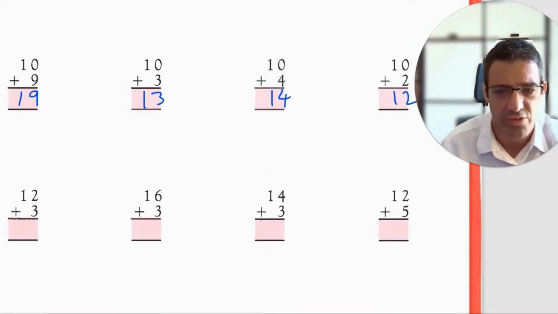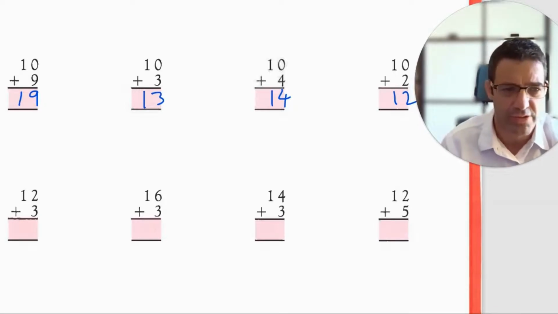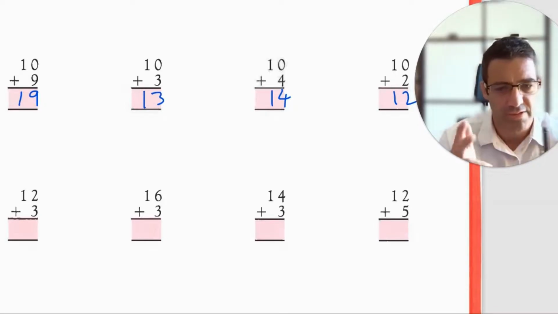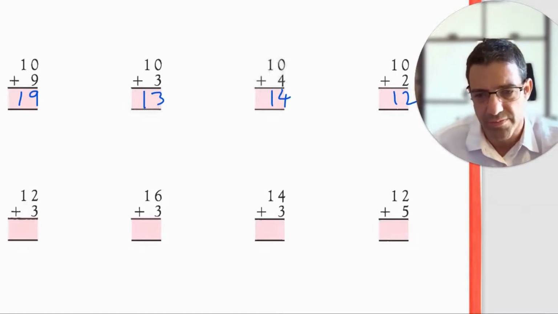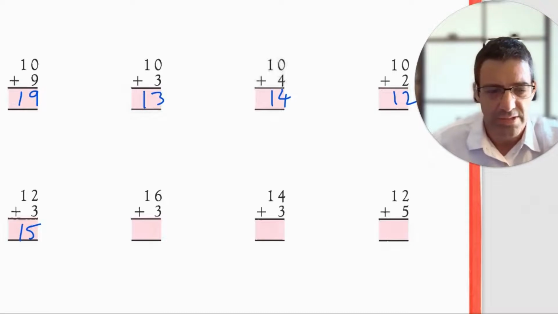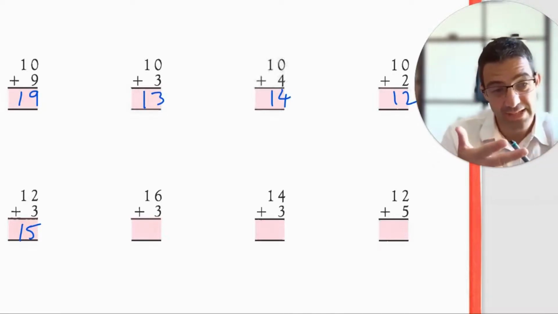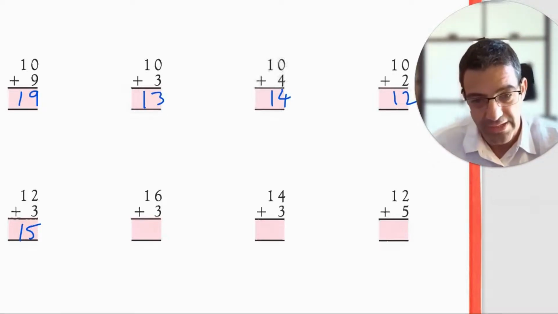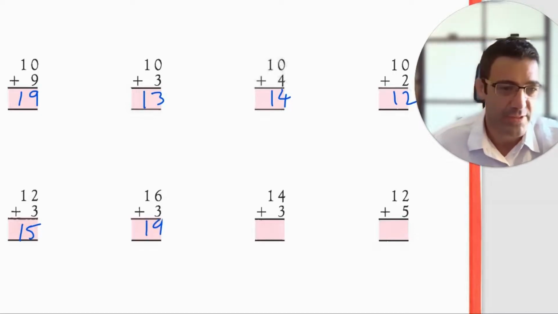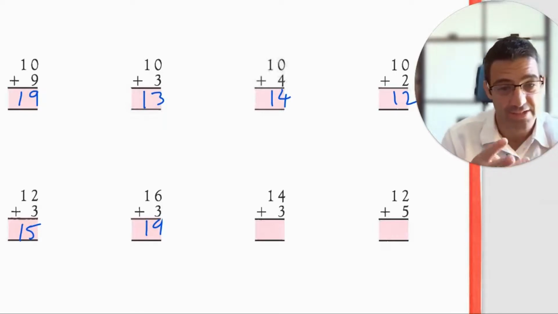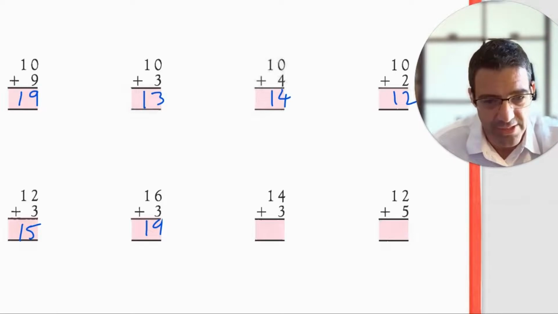I can say for the next one, 12 plus 3, I can count on by 3, so 12, 13, 14, 15. That's an easy counting on one. I'm going to use counting on for 16 as well. So 16 plus 3, you count on. 16 plus 3, 17, 18, 19. If you found 19, well done. Okay, 14 plus 3, try counting on. 14, 15, 16, 17. There you go, counting on by 3. You should get to 17.